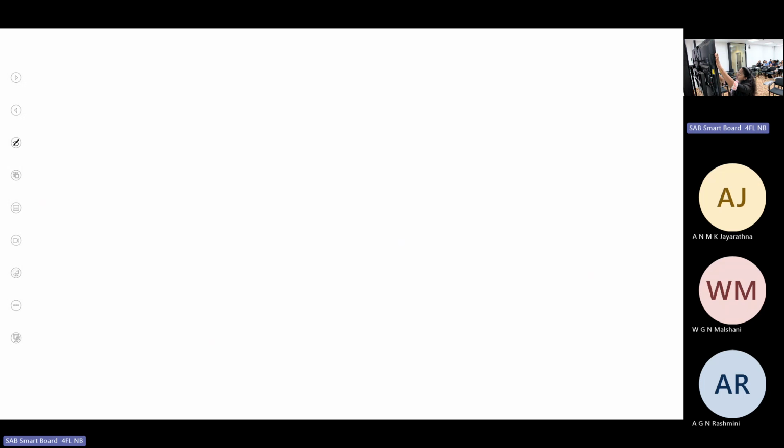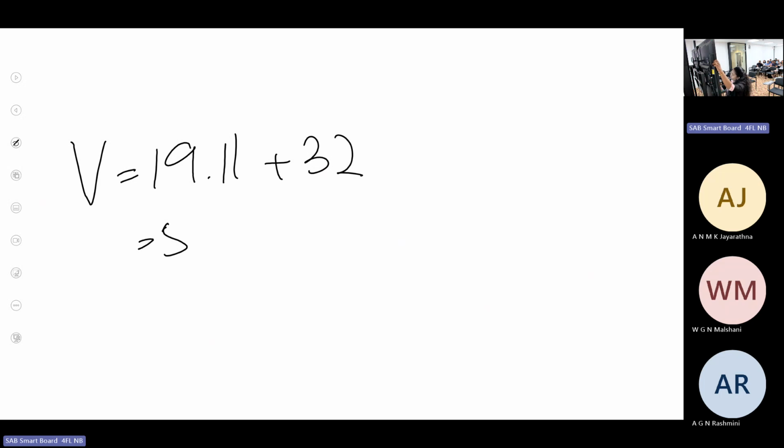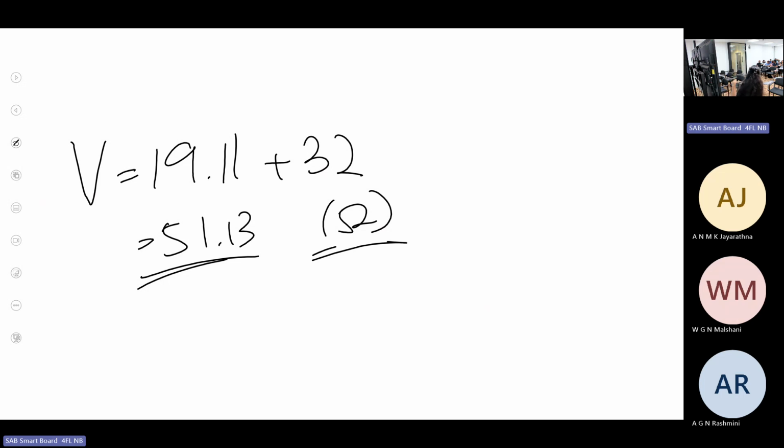So then value B equals 19.11 plus 32, that is 51.1, about 51.50. Okay. Any question? No. Then you can have your break and come for tea.